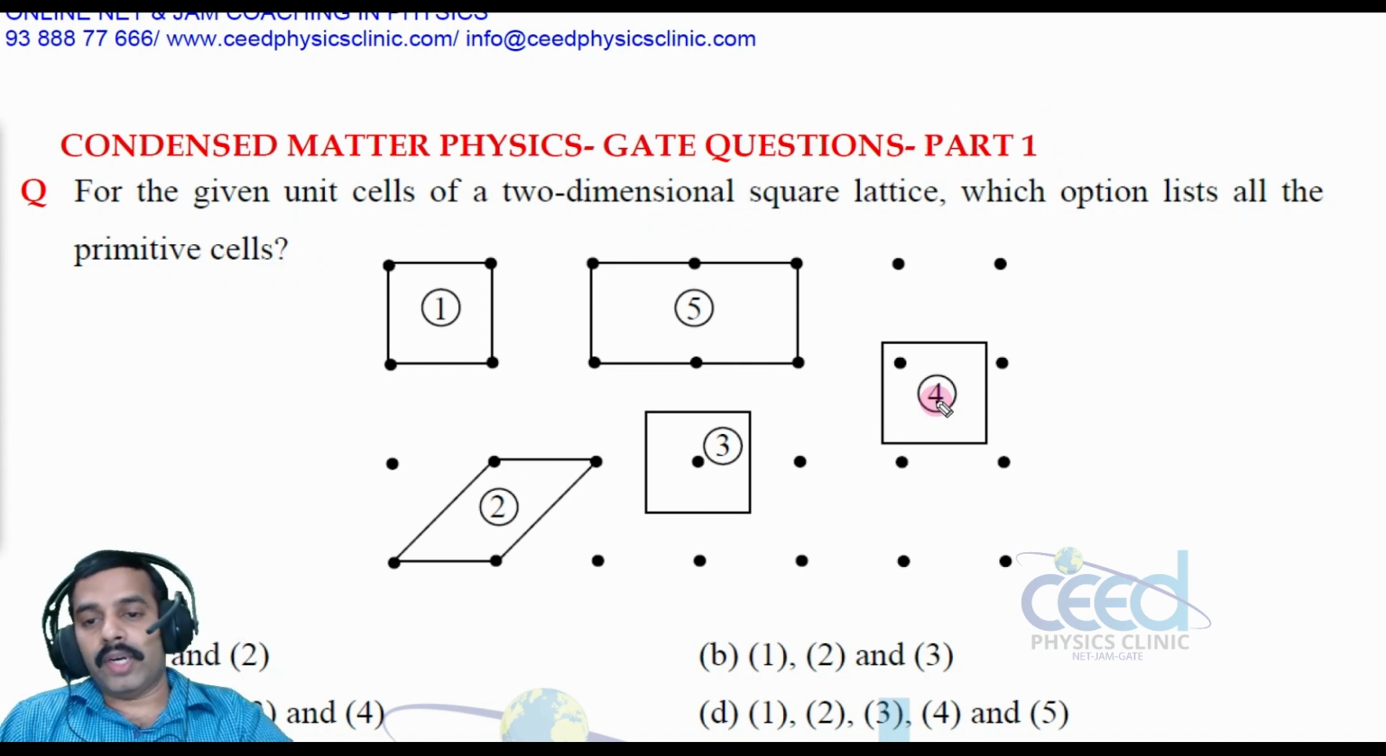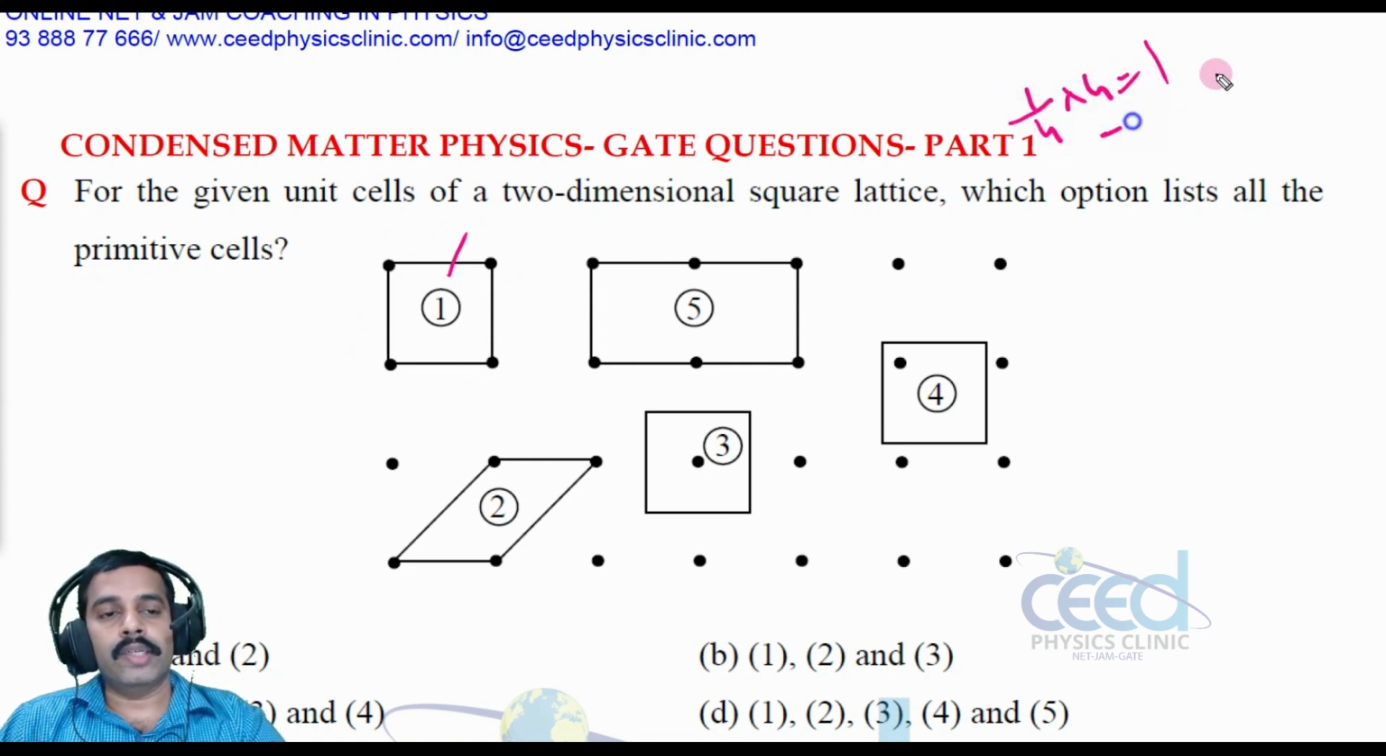So option 1 has the atoms at all the corners. So what is the effective number of atoms? 1 by 4 into 4, that is equal to 1. That means the effective number of atoms is equal to 1, that means it is representing a primitive cell, right? We have already discussed this in theory, right? So this is the primitive one.